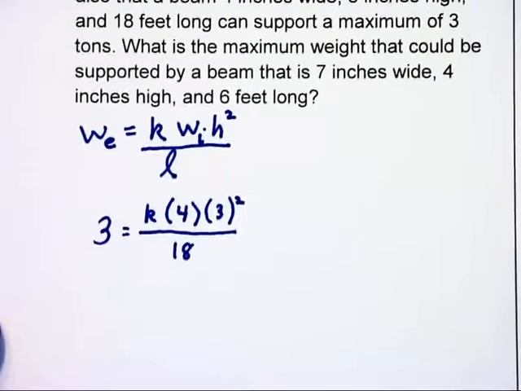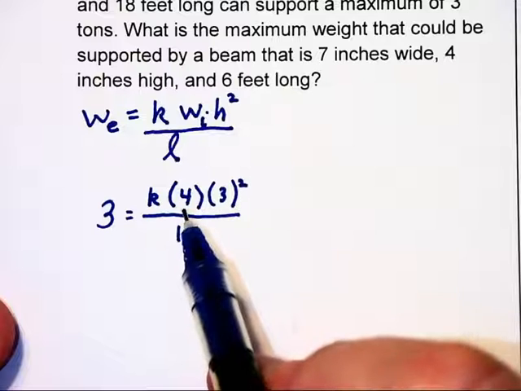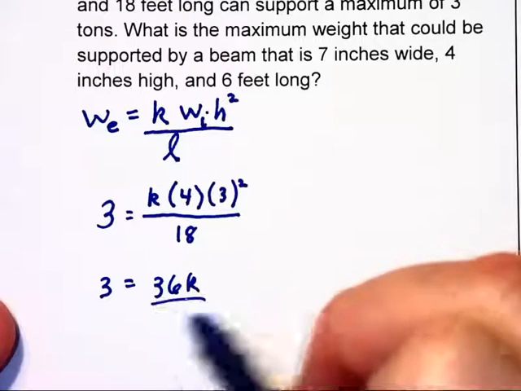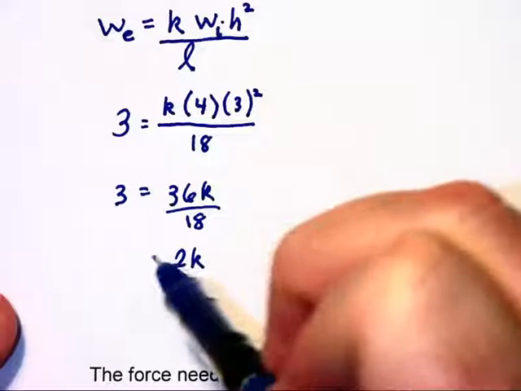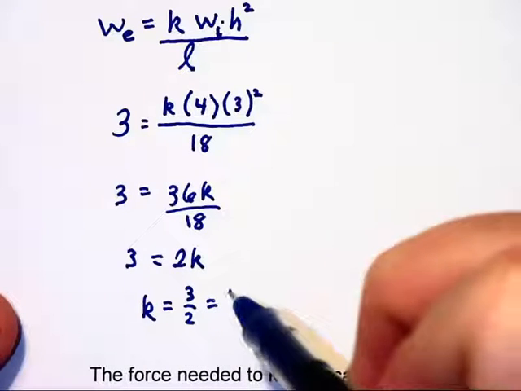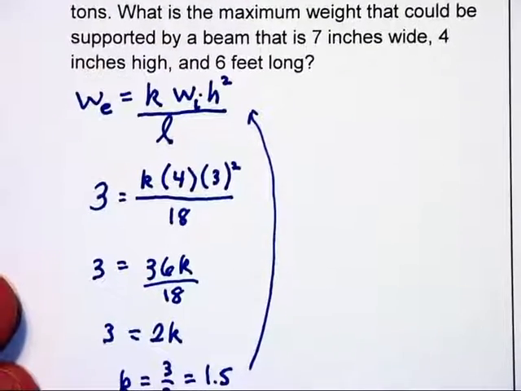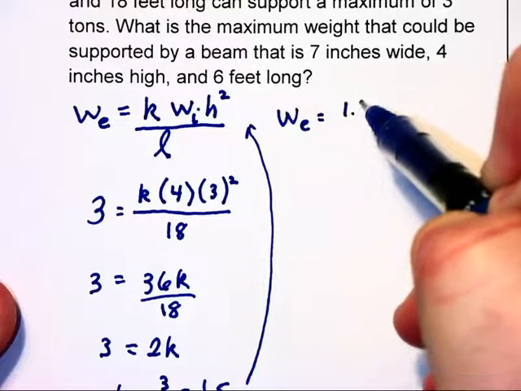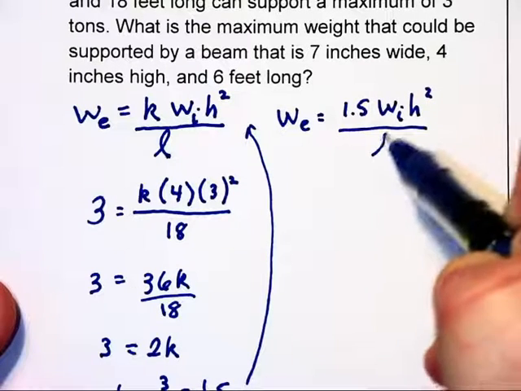Okay, that's what I've got so far, and let's do a little bit of cleanup here. In the numerator I have 9 times 4, 36K, so 3 equals 36K over 18. Therefore, we can simplify on the right, 2K is equal to 3, and K will either equal 3 halves or 1.5. Now let's take that up to the top here and write our general equation. Weight, W subscript E, is equal to 1.5 width, W subscript I, H squared over the length.